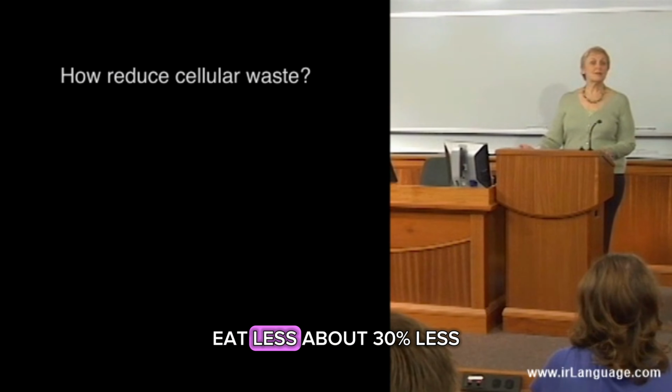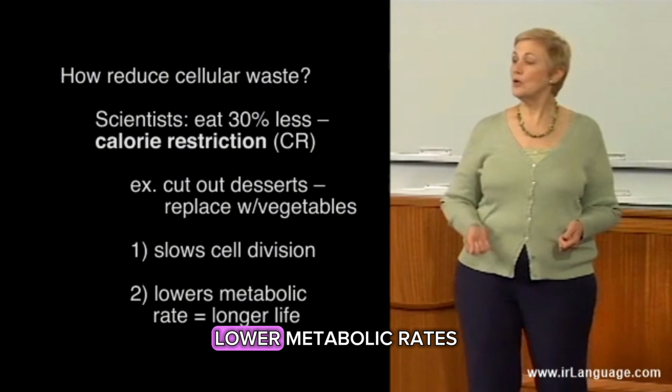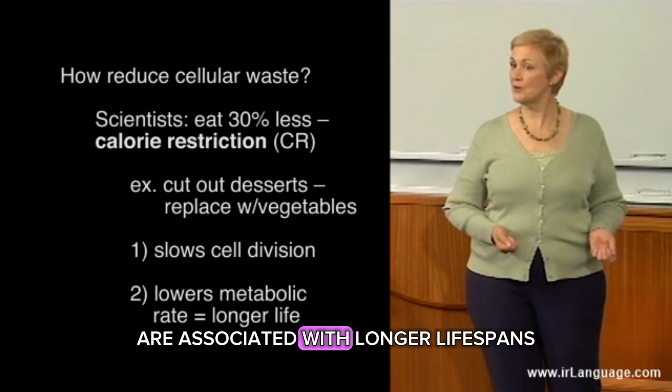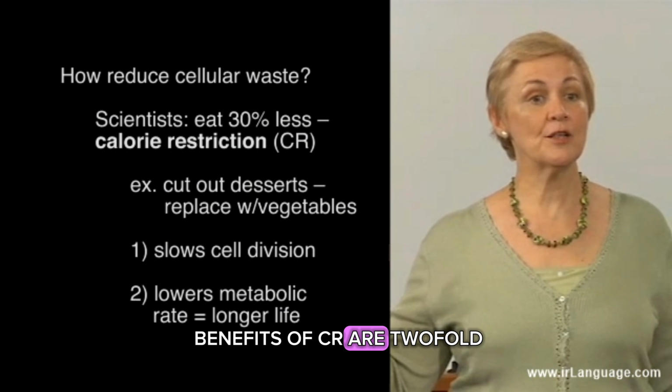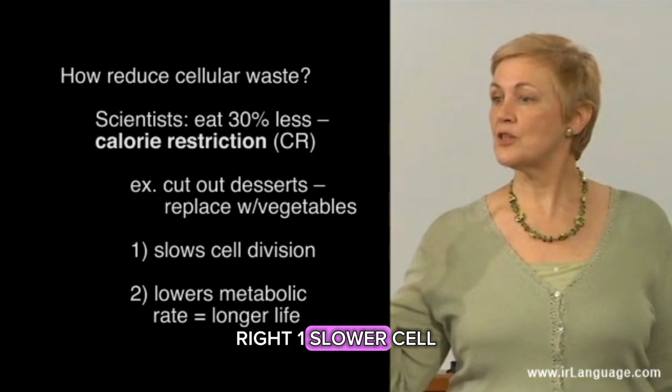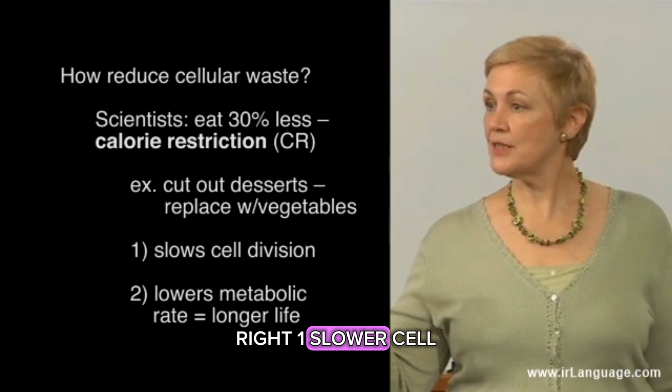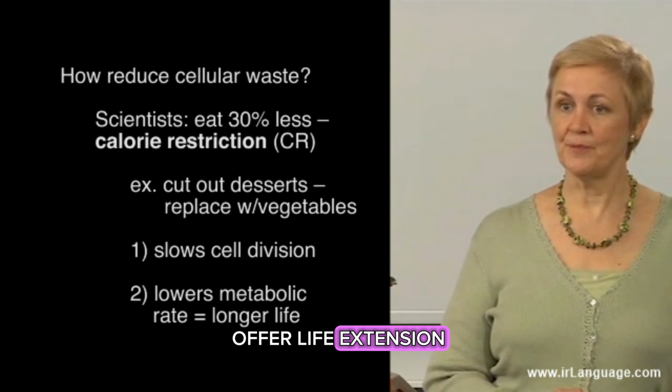Currently, CR is the only known way to consistently increase lifespan. It's actually been shown to work well in dogs and monkeys. Also, CR doesn't just slow cell division, it lowers metabolic rate. Now, this is potentially important because in mammals, lower metabolic rates are associated with longer lifespans. So, listen carefully. The benefits of CR are twofold, right? One, slower cell division, and two, slower metabolism. Both of these can offer life extension.